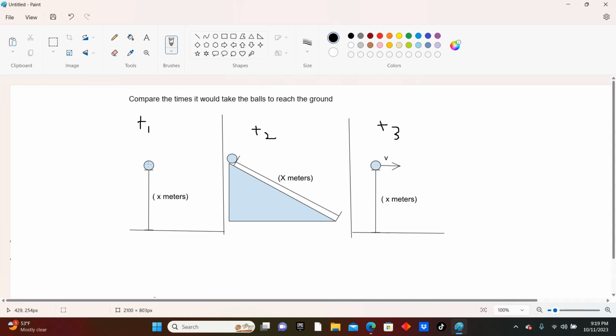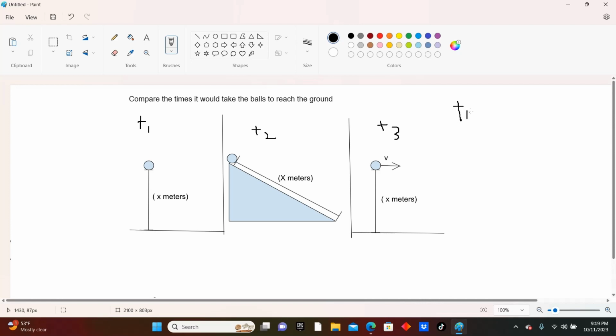So if we compare scenarios 1 and 3, the only difference is that scenario 3 has initial horizontal velocity. However, the time it takes to reach the ground is determined by the vertical displacement and the initial vertical velocity. So the horizontal velocity has no impact on the time it'll take to reach the ground. If we compare those two values, the vertical displacement and the vertical velocity, both of them are the same. Both have an initial velocity of 0 in the y direction and are both traveling a vertical displacement of x meters. Therefore, t1 and t3 are going to have the same time to reach the ground.